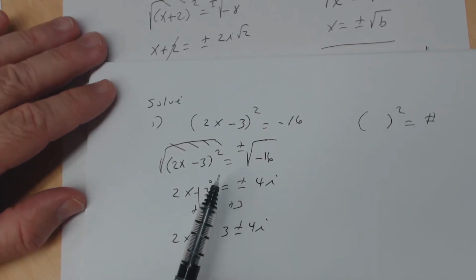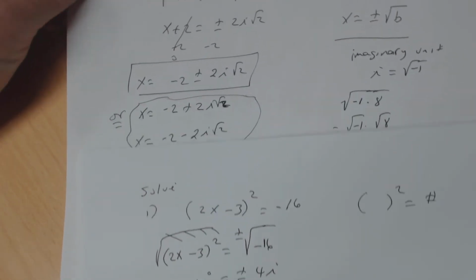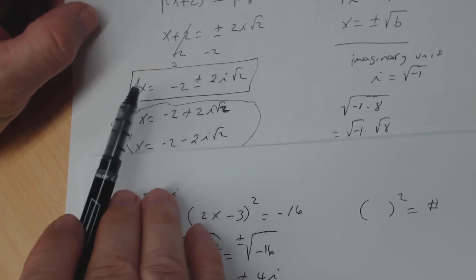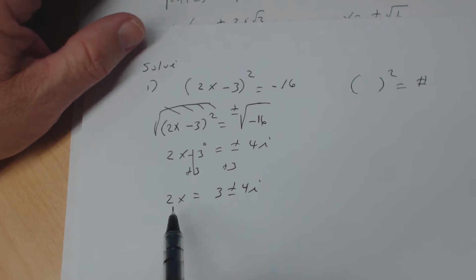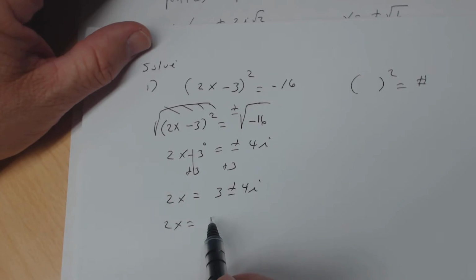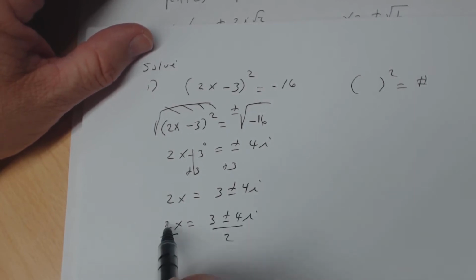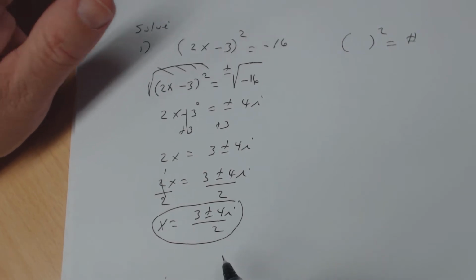Now this looks very similar to what we did here, except in the previous problem you had x by itself when you subtracted 2. Here, though, you don't have x by itself, but you have 2x. So since I'm multiplying by 2, the opposite is to divide by 2. So let's divide both sides by 2, and you get x = (3 ± 4i)/2. Now you can leave your answer like this, that is correct, but keep in mind that there are really two distinct solutions.